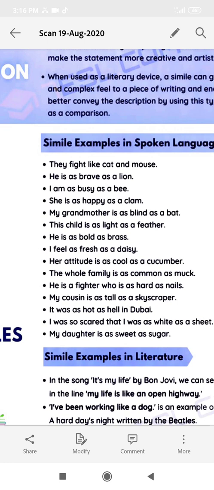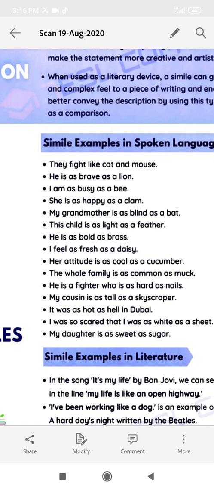So he is compared with brass with the help of the word as. So it is simile. Next. I feel as fresh as a daisy. So I is compared with daisy with the help of word as. So it is simile. Next, her attitude is as cool as a cucumber.